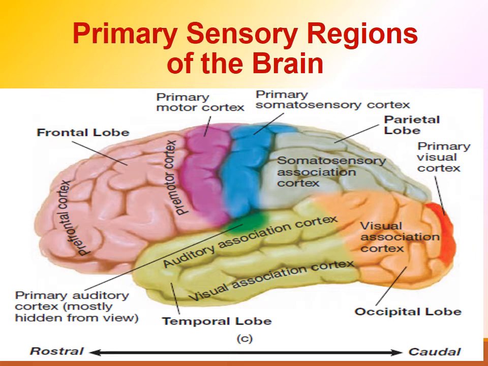from the sensory organs. Okay, now the one function that we have not discussed yet is the dark pink, which is called the primary motor cortex. So what is the function of the primary motor cortex?